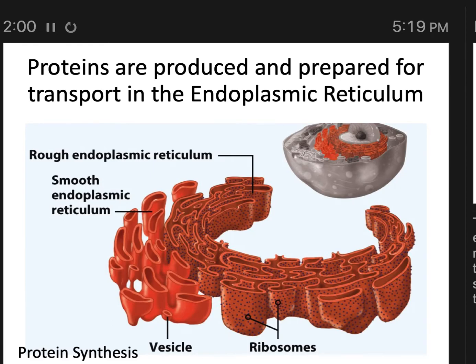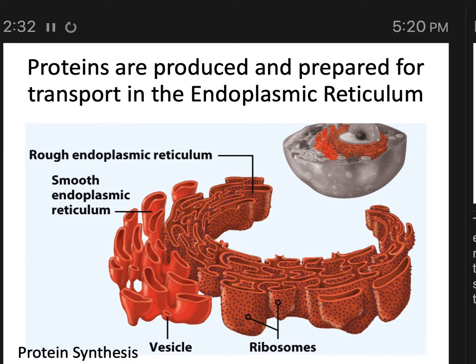The endoplasmic reticulum surrounds the nucleus. There is rough and smooth endoplasmic reticulum. The rough endoplasmic reticulum looks rough because it is studded with ribosomes. So remember, ribosomes read genetic material and translate that genetic material into protein. So the genetic material is a blueprint for protein. So the rough ER, or RER, is a site of protein production.